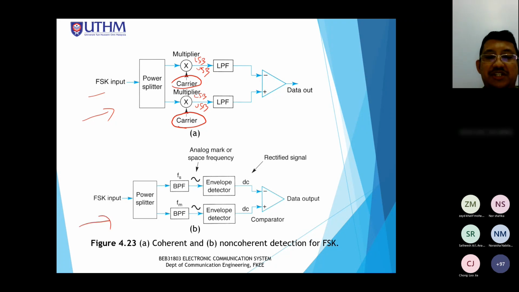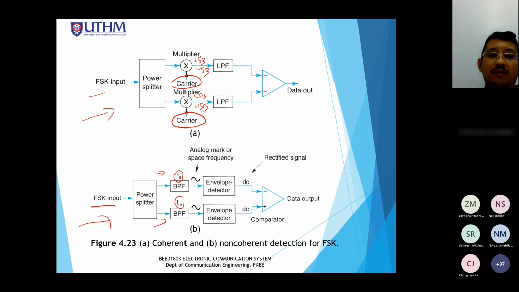And the picture below, picture B, is for the non-coherent detection, where we don't use the carrier information at the receiver side to do the demodulation process. So imagine if you have a FSK input, we split the power difference. One goes to the first band pass filter, another one goes through the second band pass filter. So the first band pass filter is centered at space frequency. The second band pass filter is centered at Mark frequency. That means we want to capture space frequency and the Mark frequency.